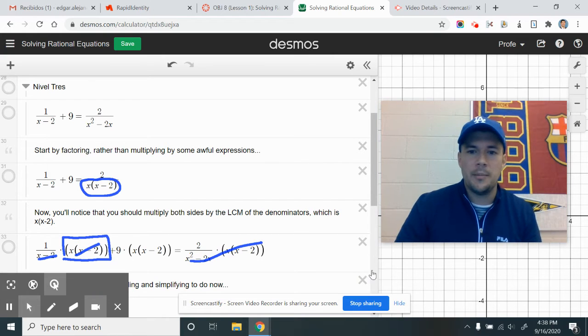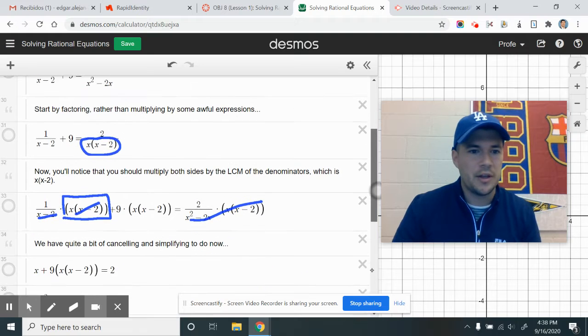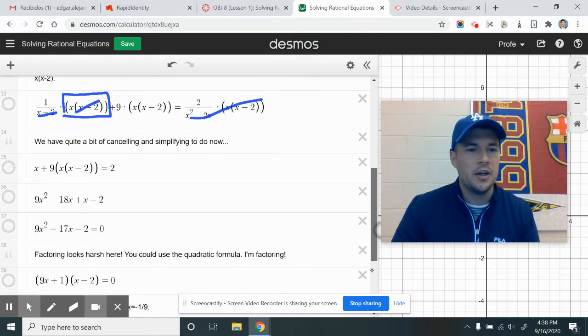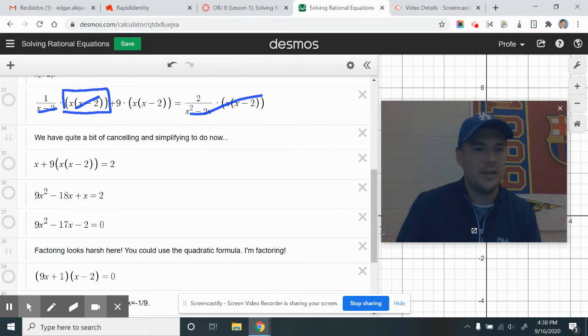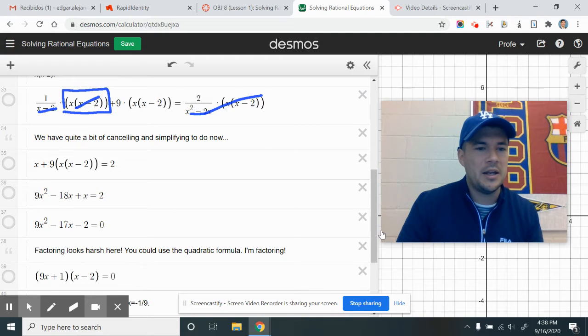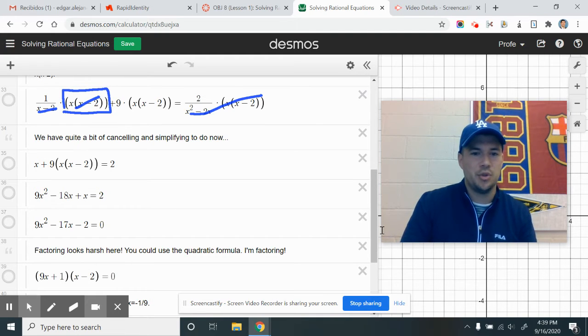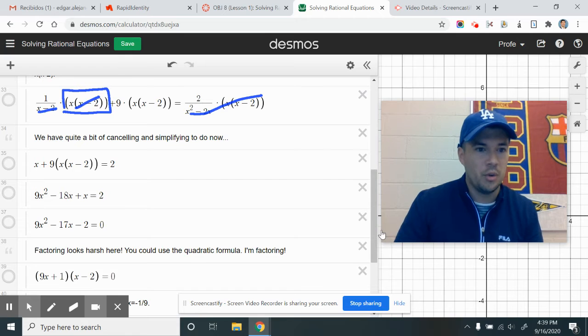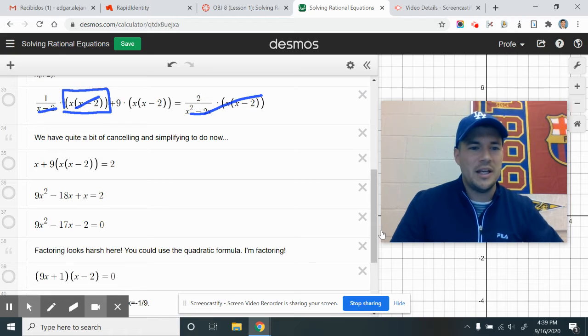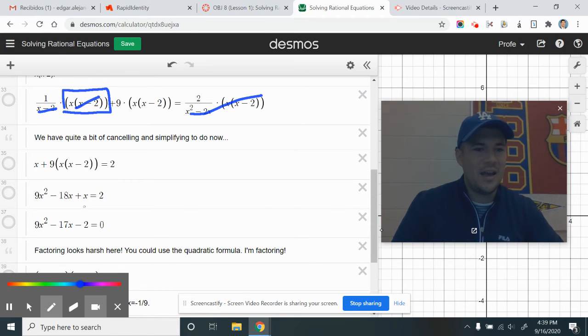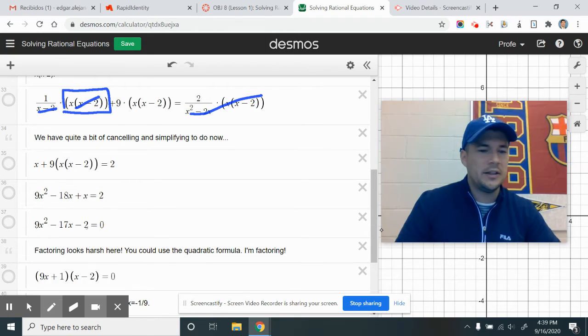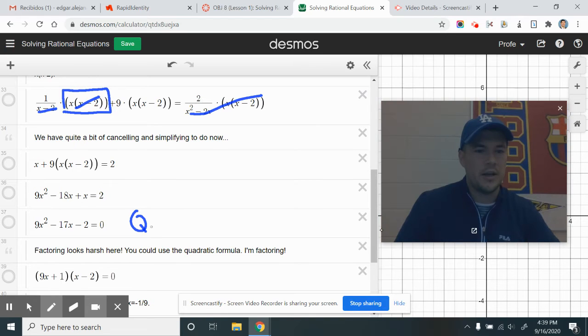And really, math practice number 6, attend to precision. You just have to be really careful when you're doing this. Careful what you cancel, careful what remains. So I need to keep this x, and I'm adding 9 times x minus 2, and all that is equal to 2. So I'm going to clean this up. And I did this rather quickly right here. And I ended up with 9x squared minus 18x plus x equals 2, and I set that equal to 0 because this is a quadratic equation.